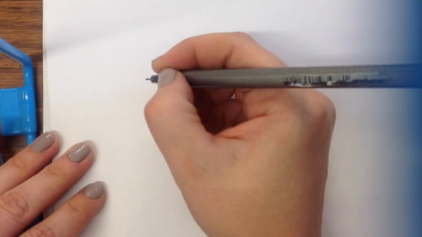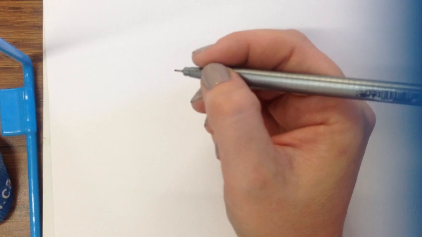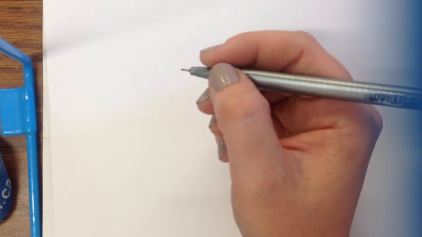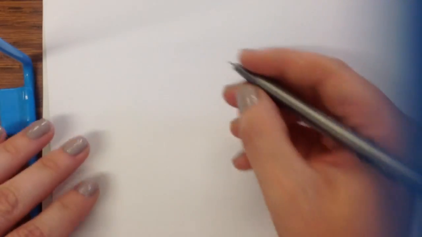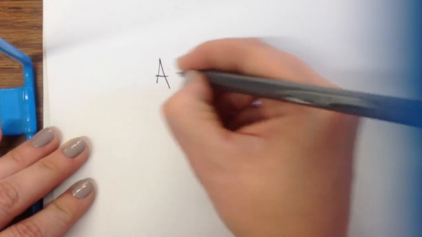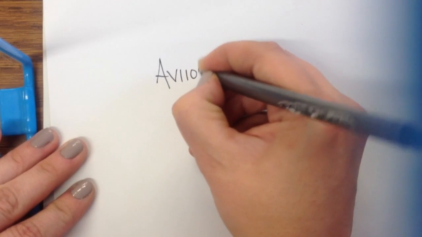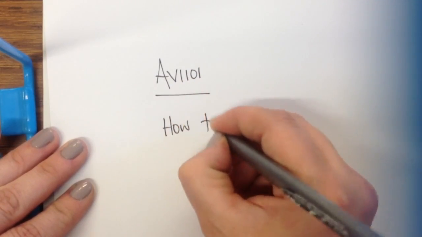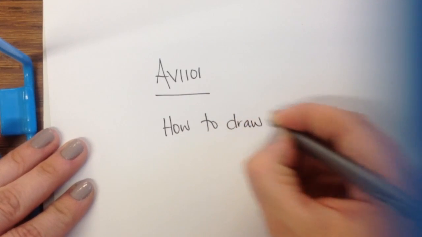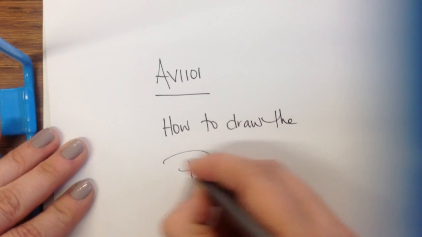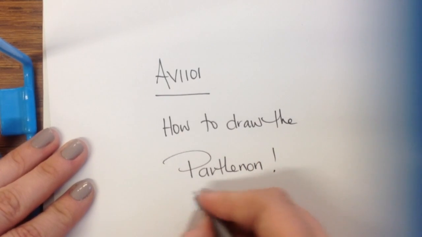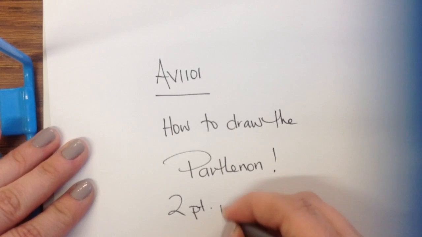Okay, today we're going to work on creating our modernized version of the Parthenon, which is a famous Greek sculpture. So we're going to use 2-point perspective for this.